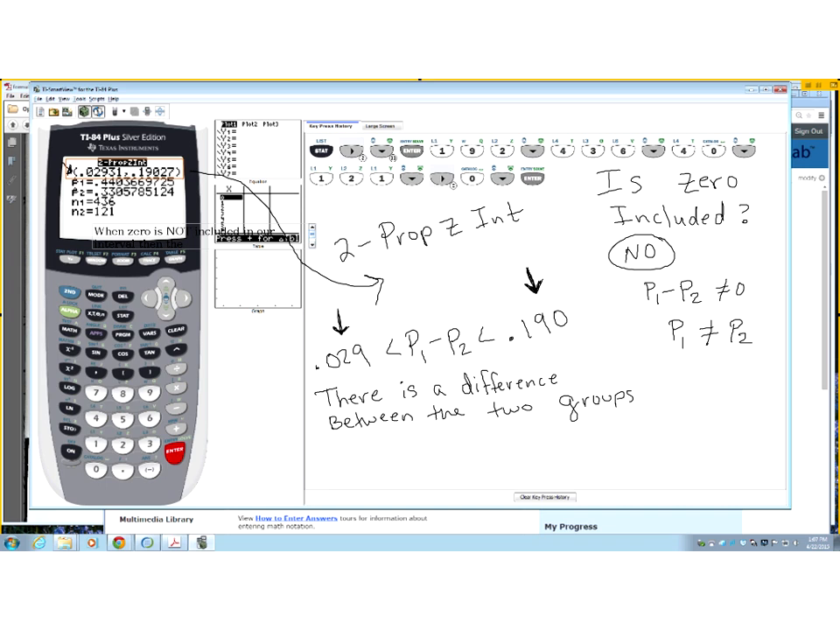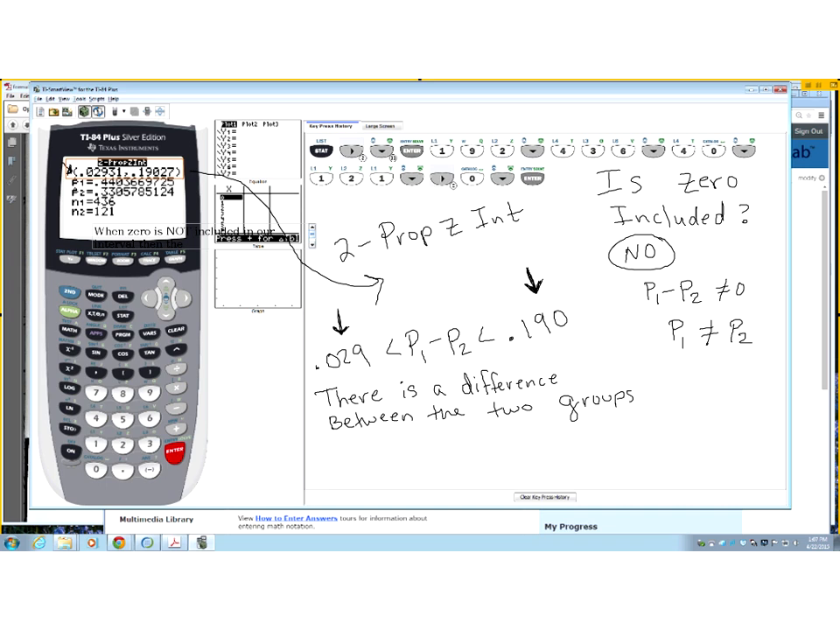All right, so when 0 is included, that means that one side of your confidence interval is negative and the other side is positive. That's the only way 0 can be included. Then P1 minus P2 could possibly equal 0. So if that's a possibility, then P1 could equal P2. So if P1 equals P2, then there is no difference. They're the same. The two proportions are the same.